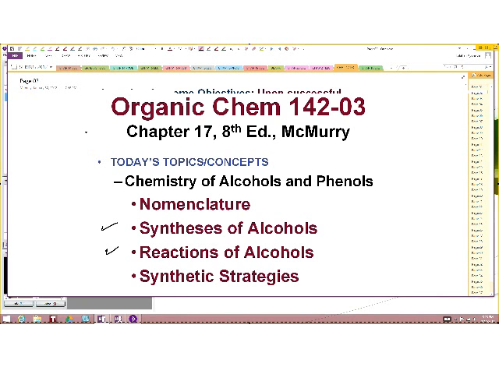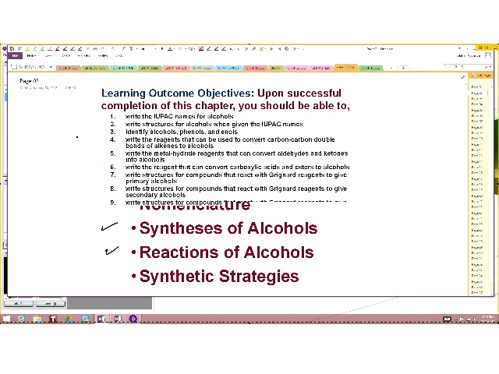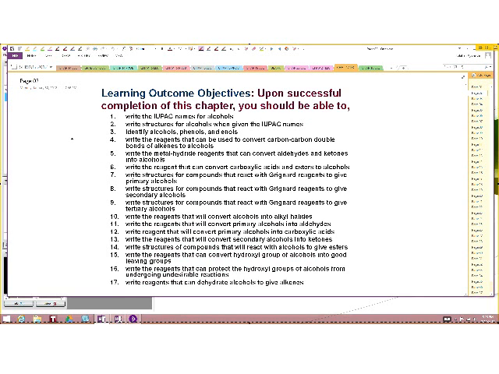Of course, on this slide, you have a list of learning outcome objectives. For example, at the end of this chapter, you should be able to write the IUPAC name for alcohols. You should be able to write structures for alcohols when given the IUPAC names. In other words, take a look at all of the concepts on this slide, and use this as a study guide.